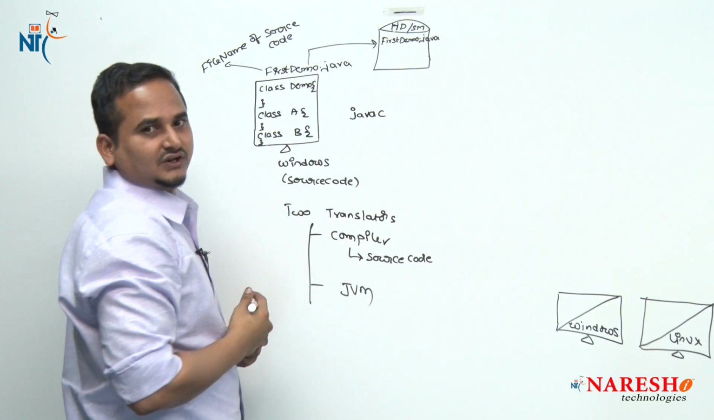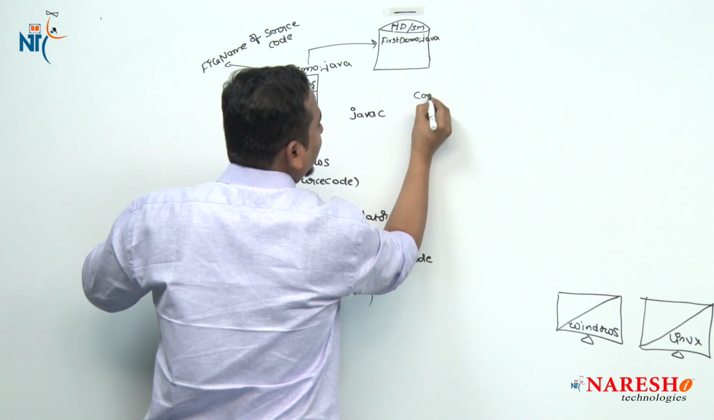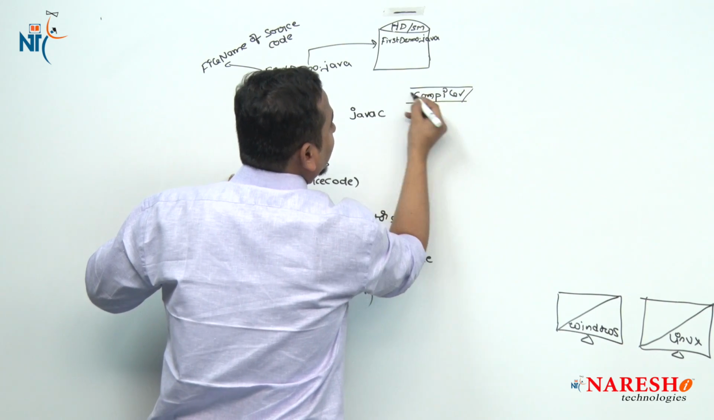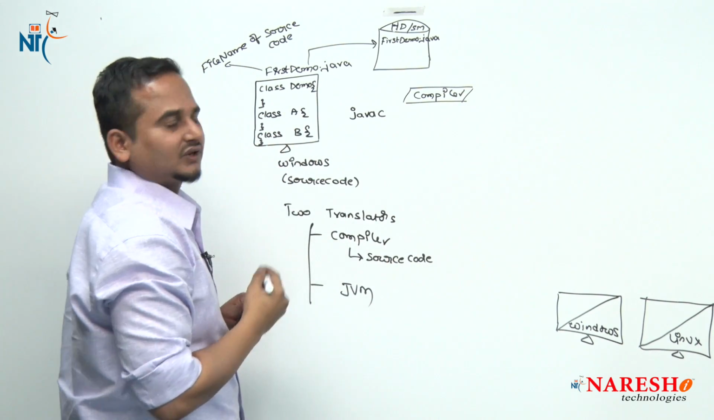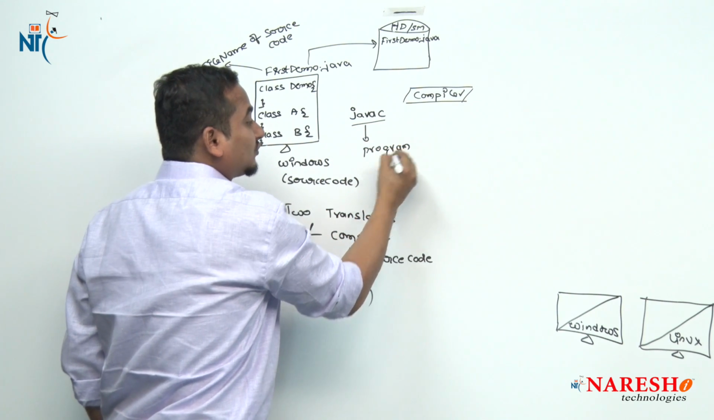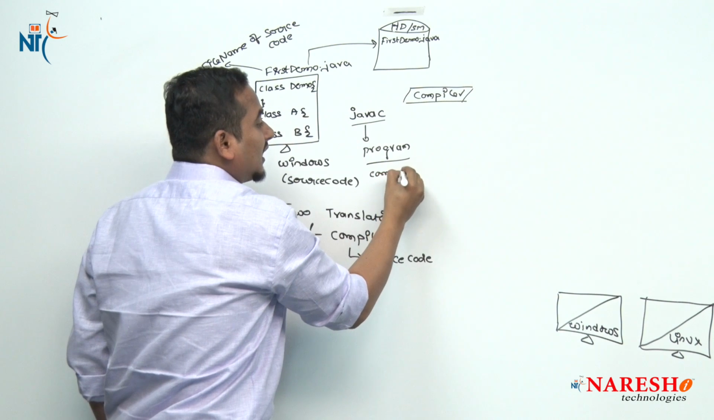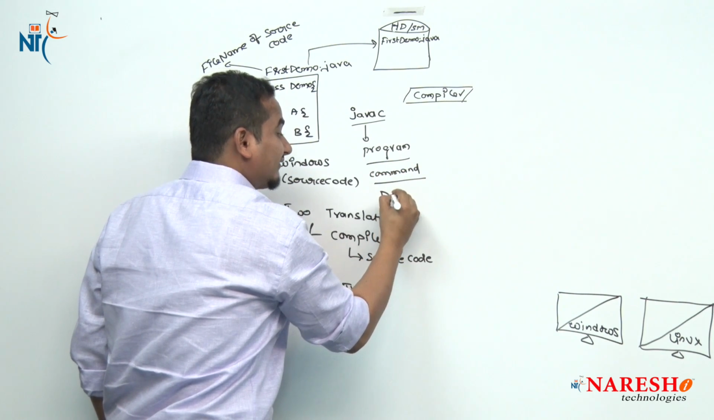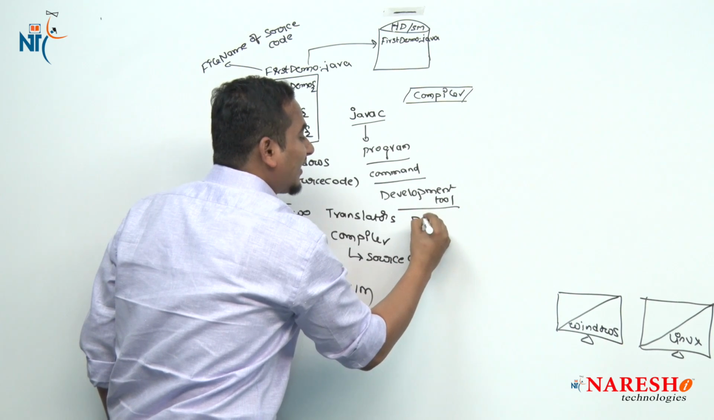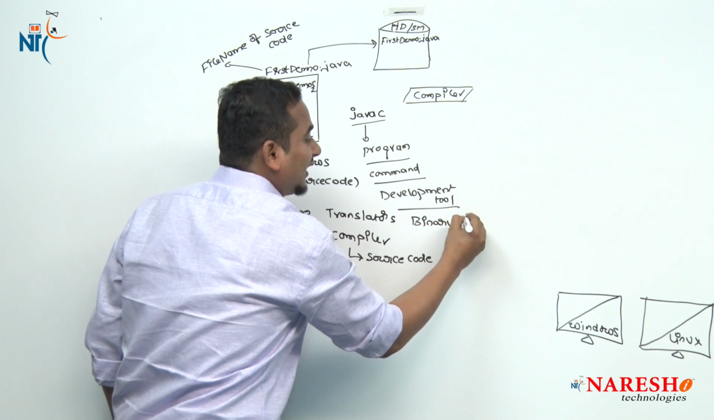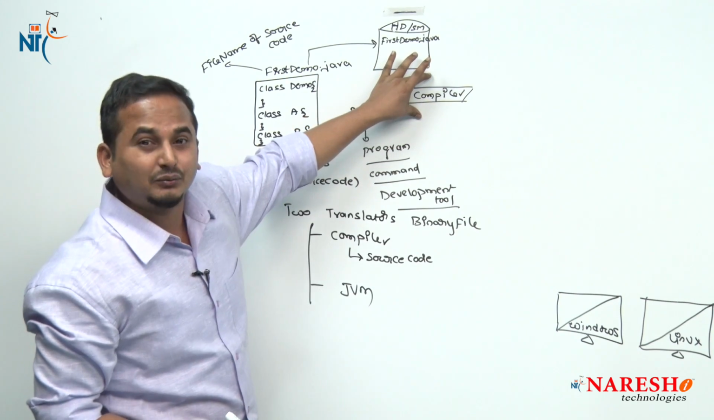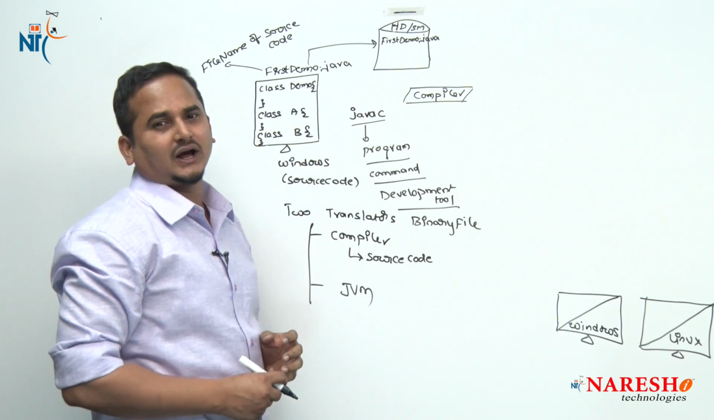Java C. If you want to communicate with the compiler, definitely we require one more program. That program name is what? Javac. We can call it a program, a command, a development tool, and also a binary file. With the help of this tool, we are able to start the compiler program.